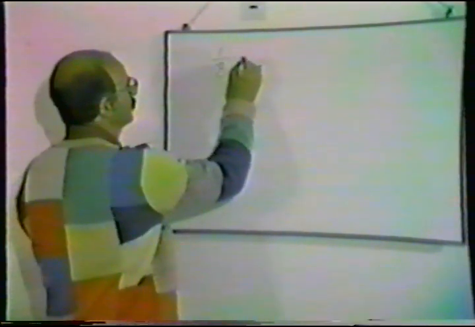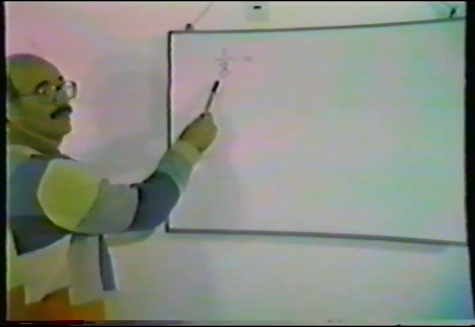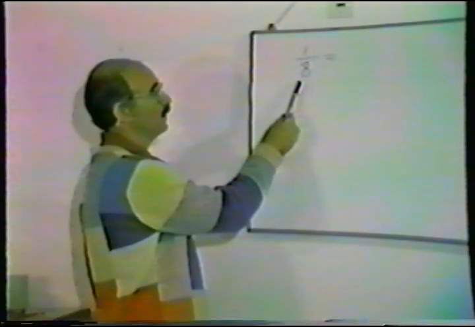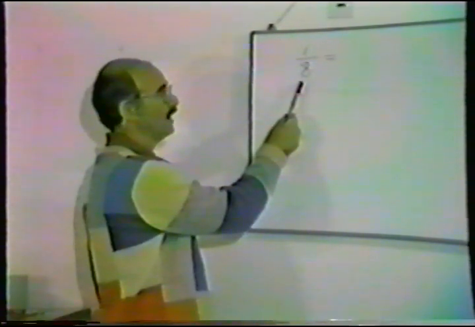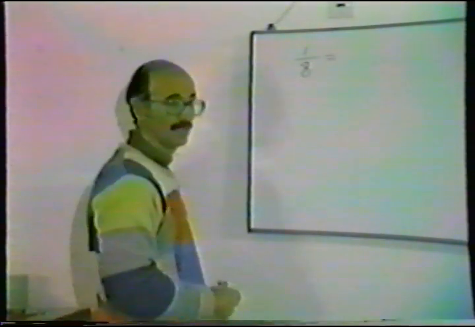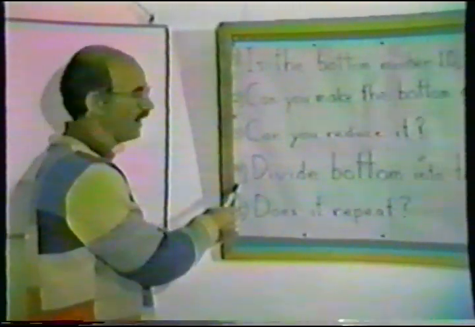One-eighth. Is the bottom number now 10, 100, or 1,000? No. Can we make it 10 or 100? No. Can we reduce it? No. No, no, no. Time for step 4.